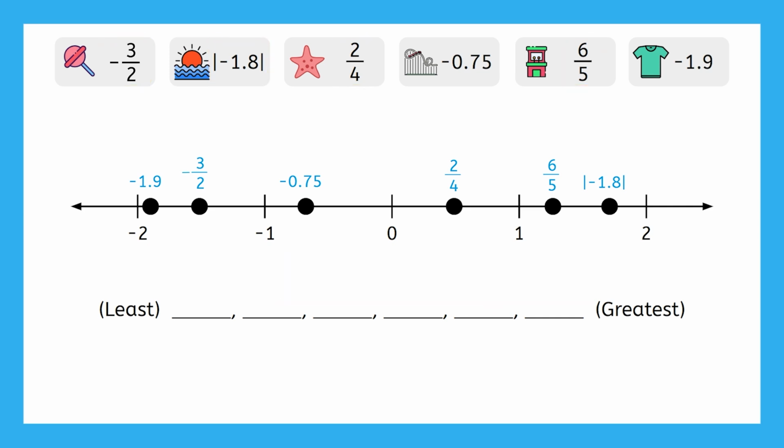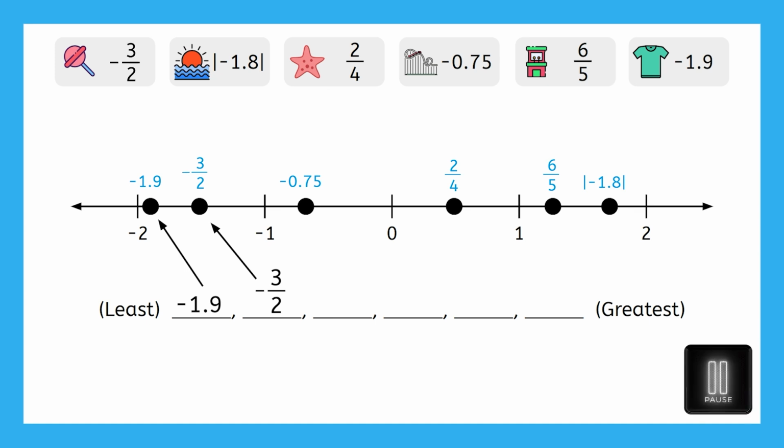So, what's the smallest value on this list? It's the one farthest to the left, which is -1.9. Next is -3/2. Pause here to finish ordering the numbers from least to greatest.